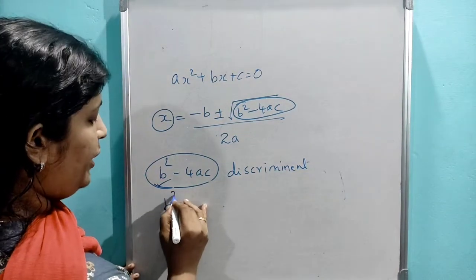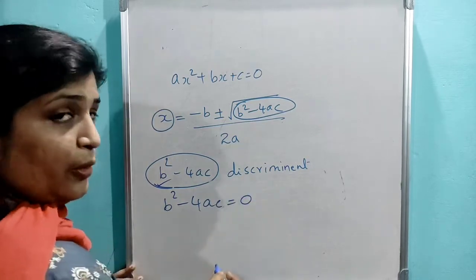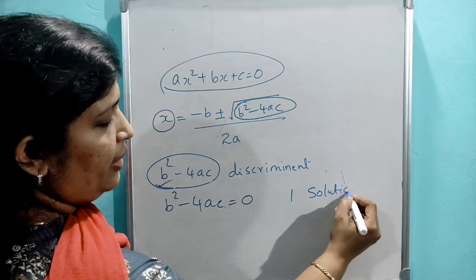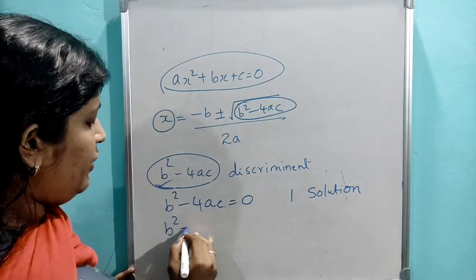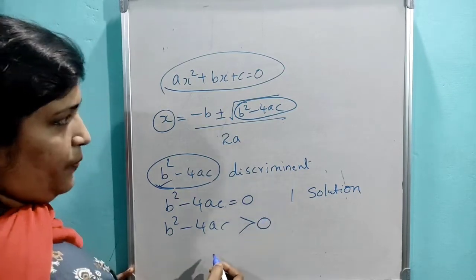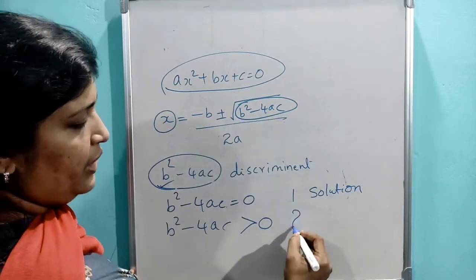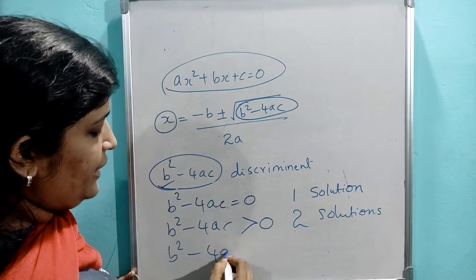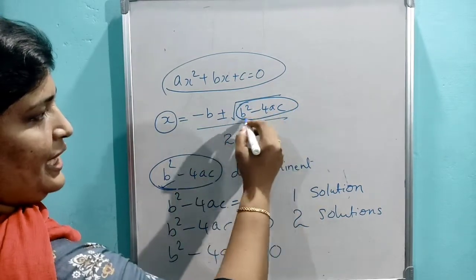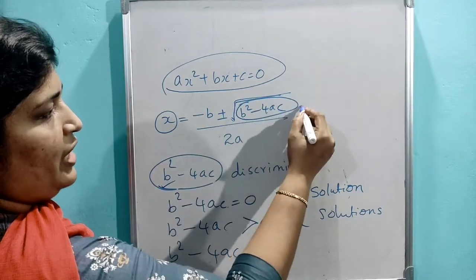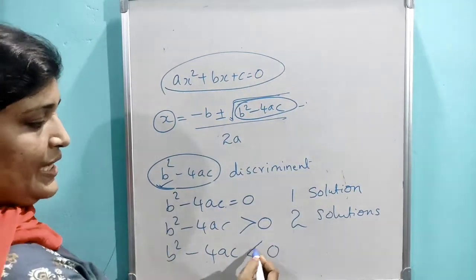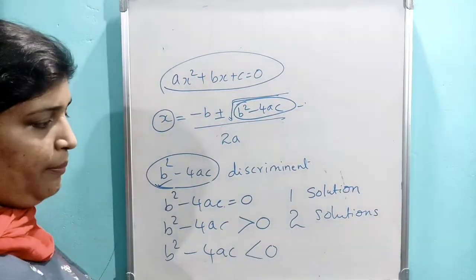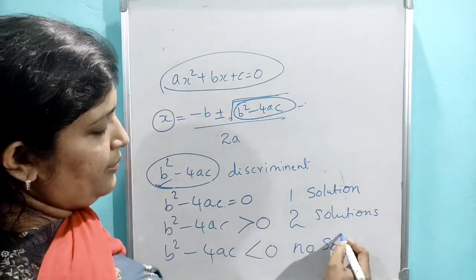If b square minus 4ac is equal to 0, then our equation has one solution. If b square minus 4ac is greater than 0, then we have two solutions. If b square minus 4ac is less than 0, it means inside the radical we have a negative number. We cannot find the square root of a negative number, so we can say there is no solution.